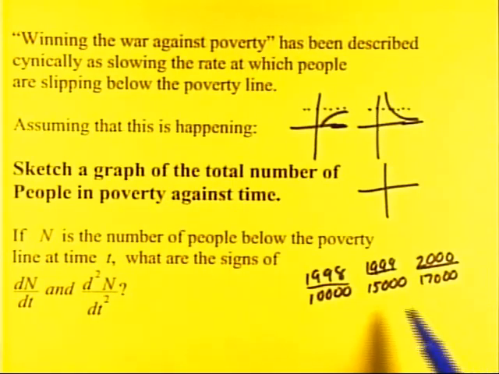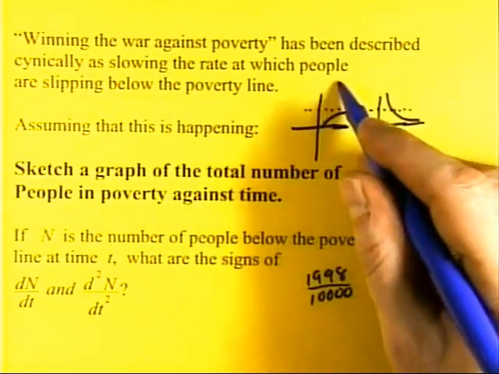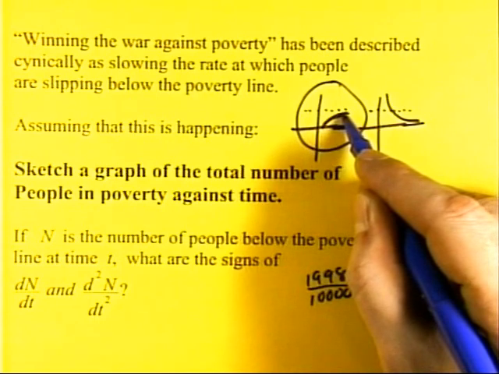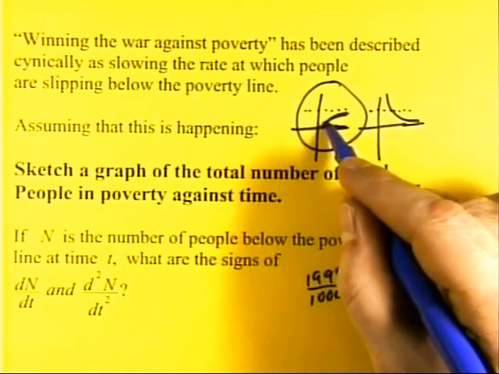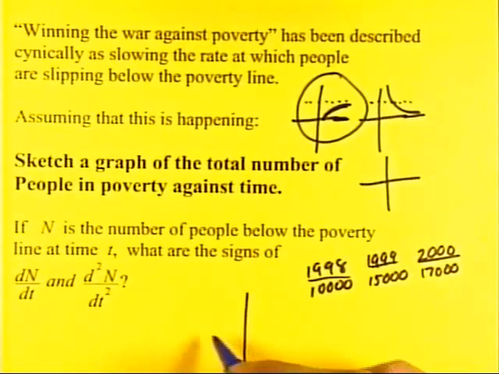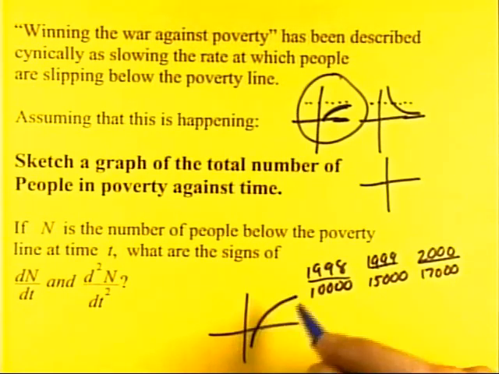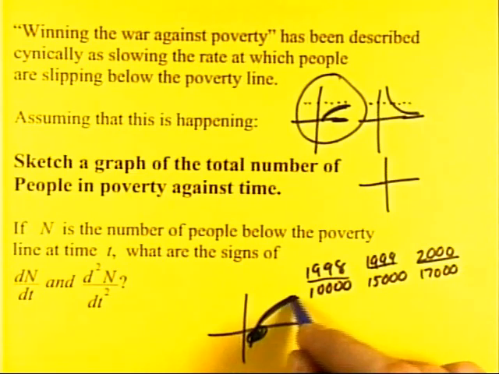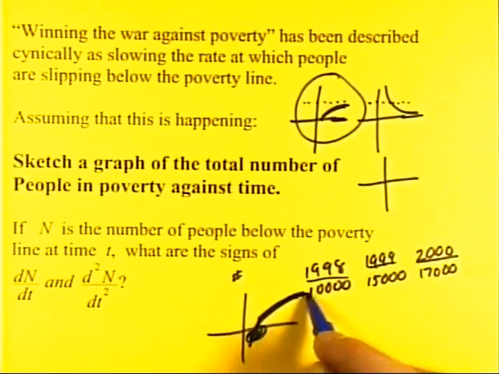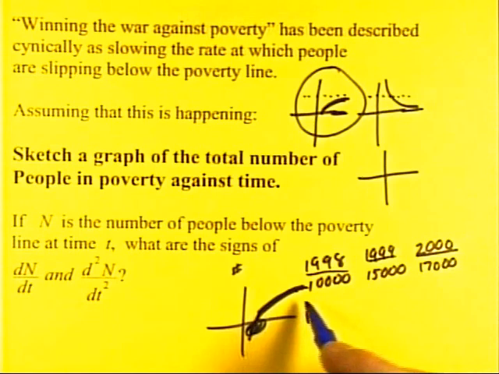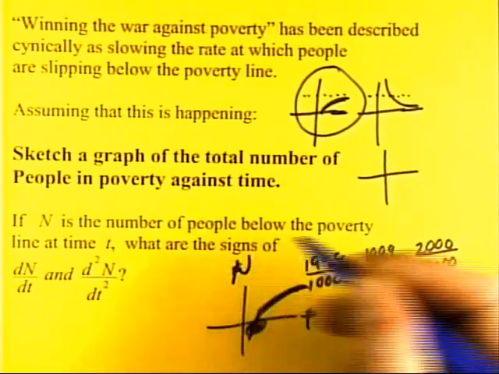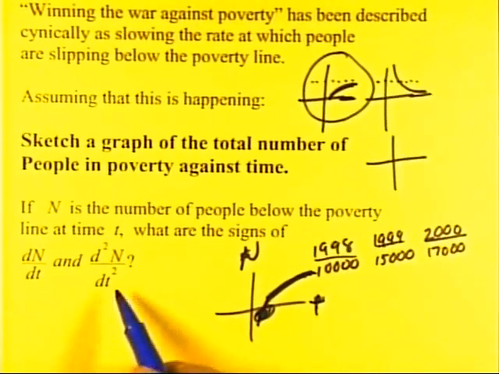So if it's increasing and at a decreasing rate, then it would look more like this graph, where the number of people is increasing, yet it's increasing at a decreasing rate. So if the graph looked like this, and the y-axis is the number of people below the poverty line, and this is time and this is n, what would the sign of dn/dt be and the second derivative be?